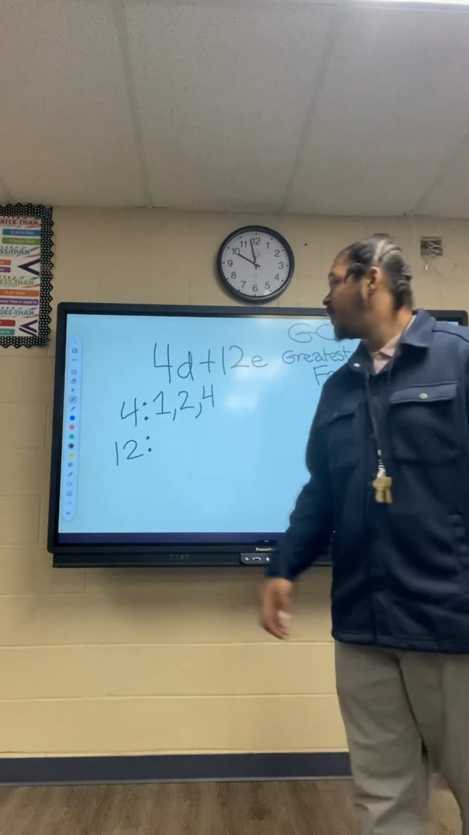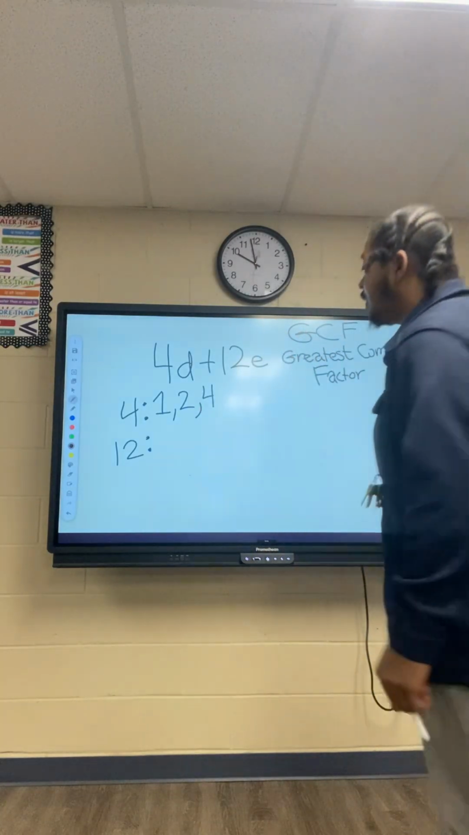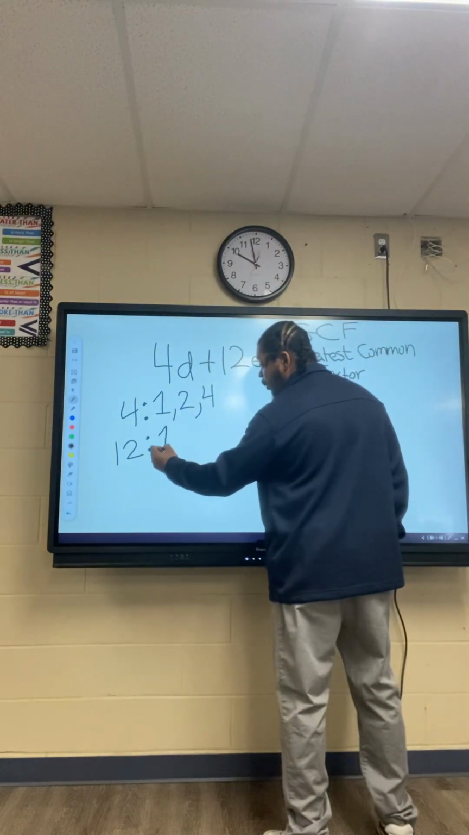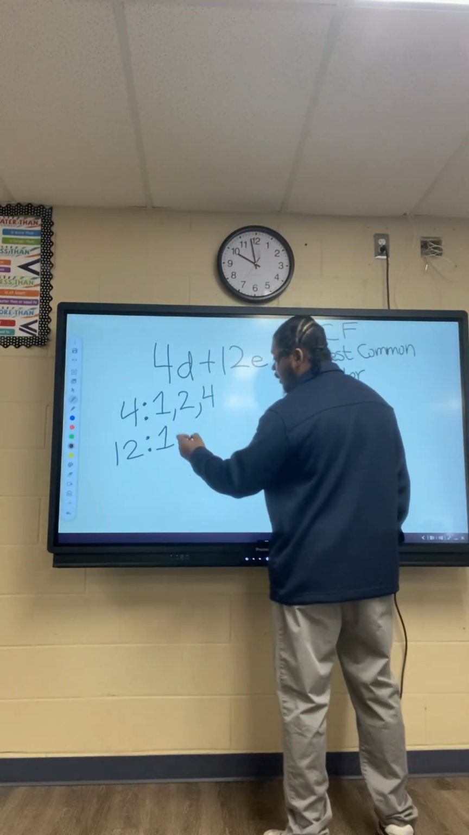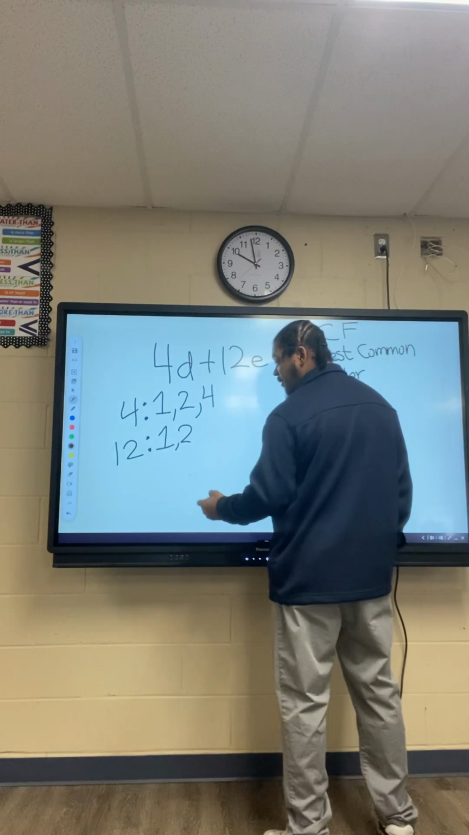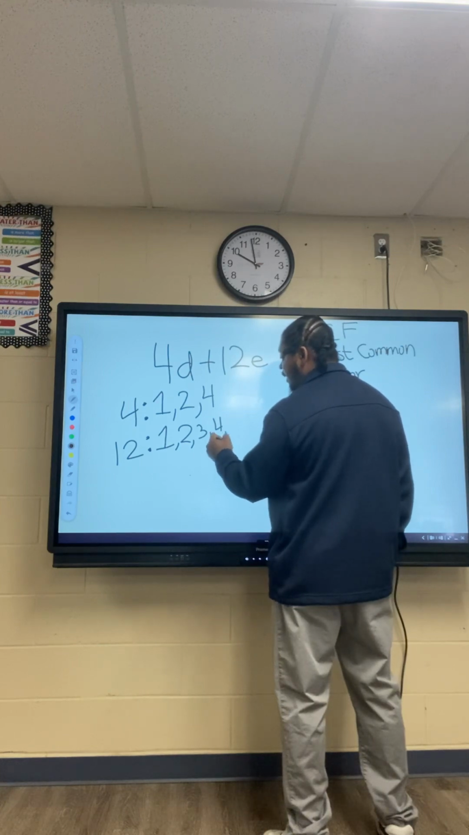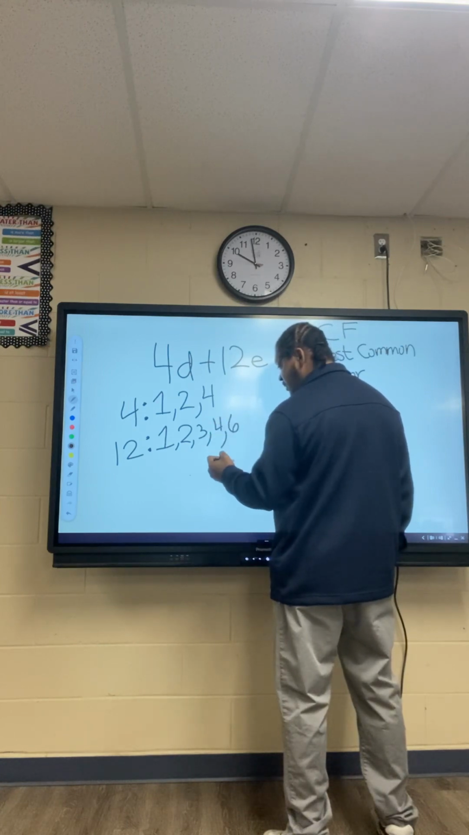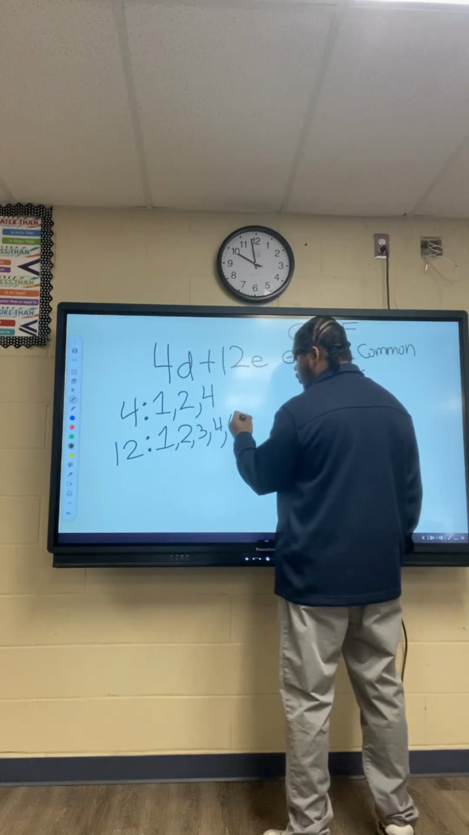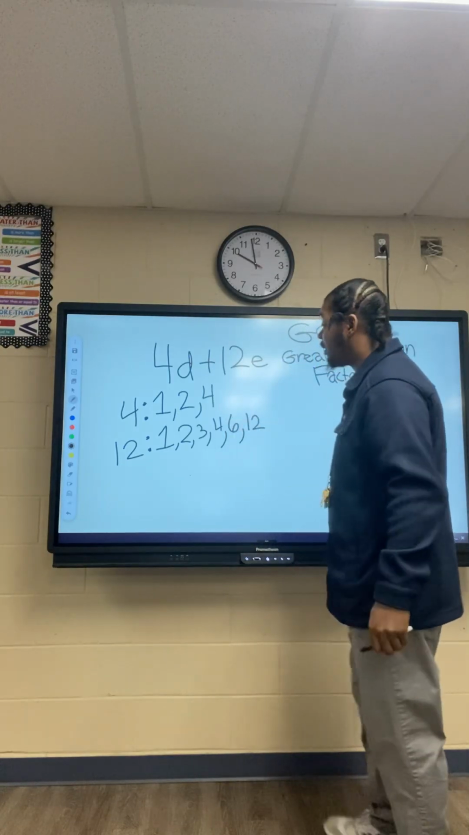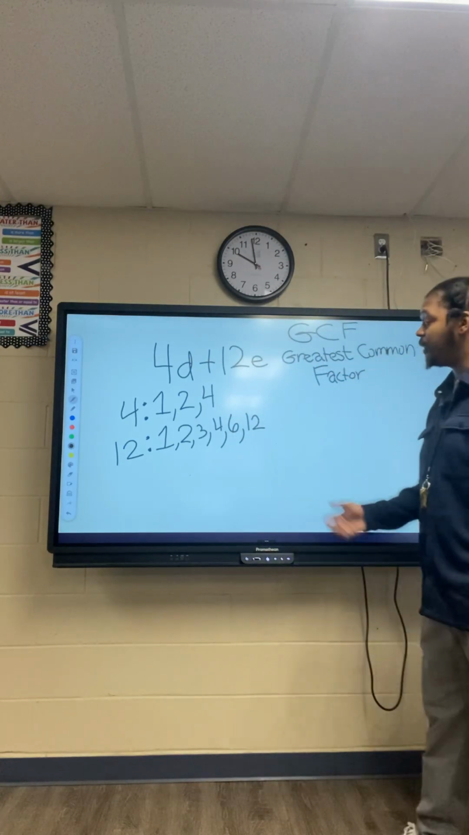Now we're gonna do the factors of 12, okay? So we know, of course, we can multiply 1 by 12, okay? We can multiply 2 by 6. We can multiply 3 by 4. We can multiply 4 by 3. And we can multiply 6 by 2, okay? And then lastly, 12. But of course, we didn't need to go that high because we already found what we needed, right?